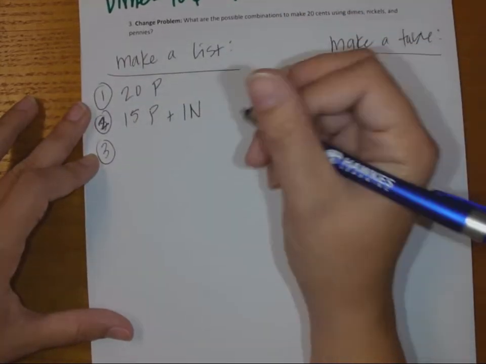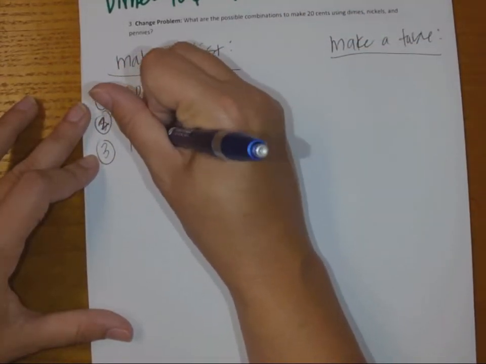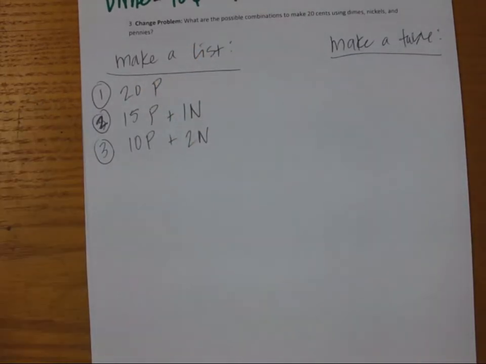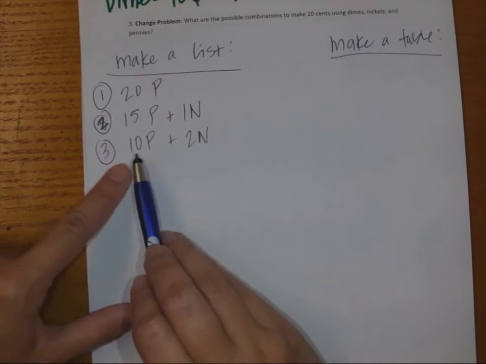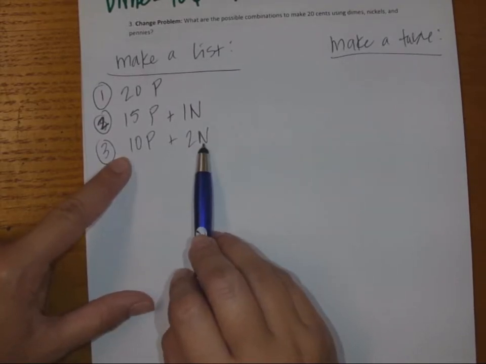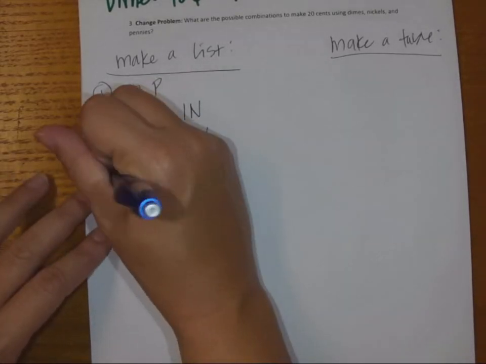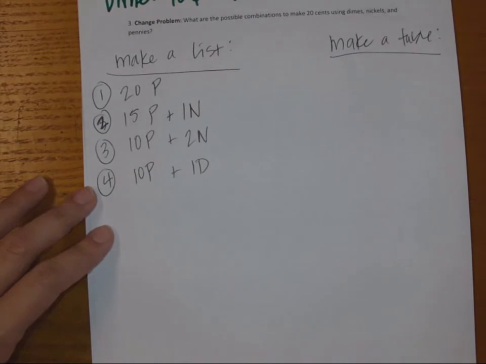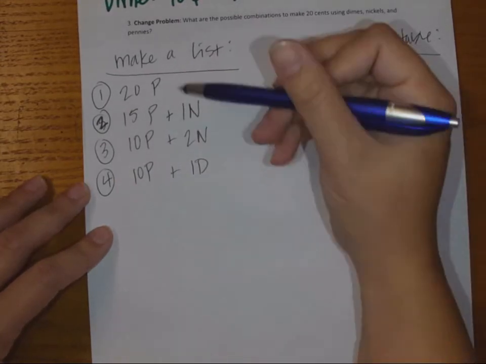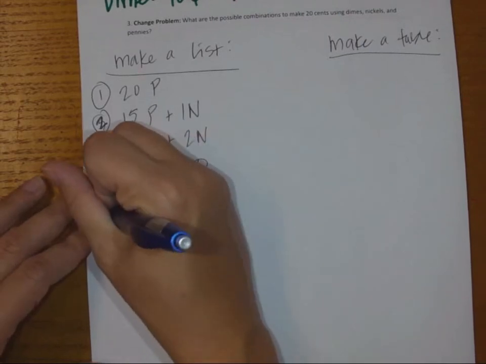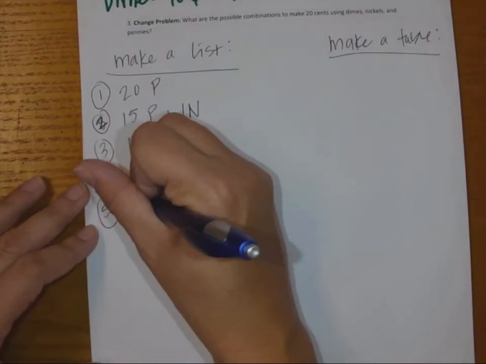I could also do 10 pennies and 2 nickels. Okay, so another way I could make this almost the same combination with 10 pennies, instead of doing 2 nickels, what could I do instead? I could do 1 dime. So those are all the combinations so far with 20 pennies, 15 pennies, 10 pennies. So now, let's move on to 5 pennies.